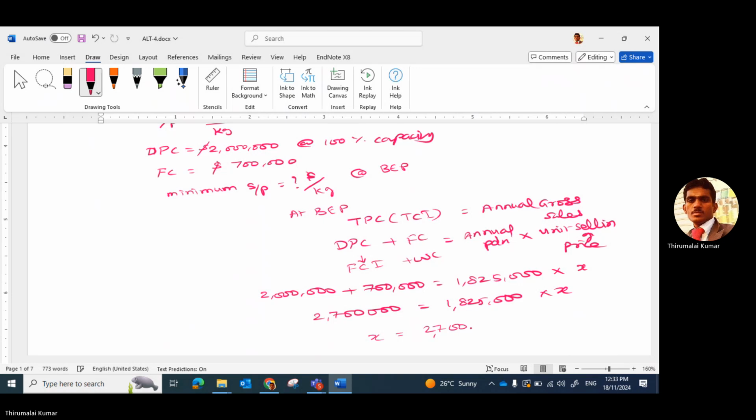2,700,000 USD over 1,825,000 kilogram. Because at break even point, whenever we are calculating 5,000 kilogram multiplied by 365 days, we get 1,825,000.